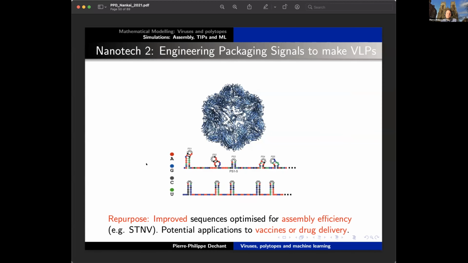So what you can do with this insight is you can actually do better than the virus. Say the virus needs to find a compromise between two different sets of constraints, genes and the assembly. So maybe their packaging signals aren't ideal, but if you constructed an artificial sequence that doesn't need to code for any genes, you can just focus on optimizing these packaging signals. You can then come up with something that assembles better than the virus itself. And you could use these virus-like particles for similar purposes as these nanoparticles that we'd had earlier, for vaccines, for drug delivery, and so on.